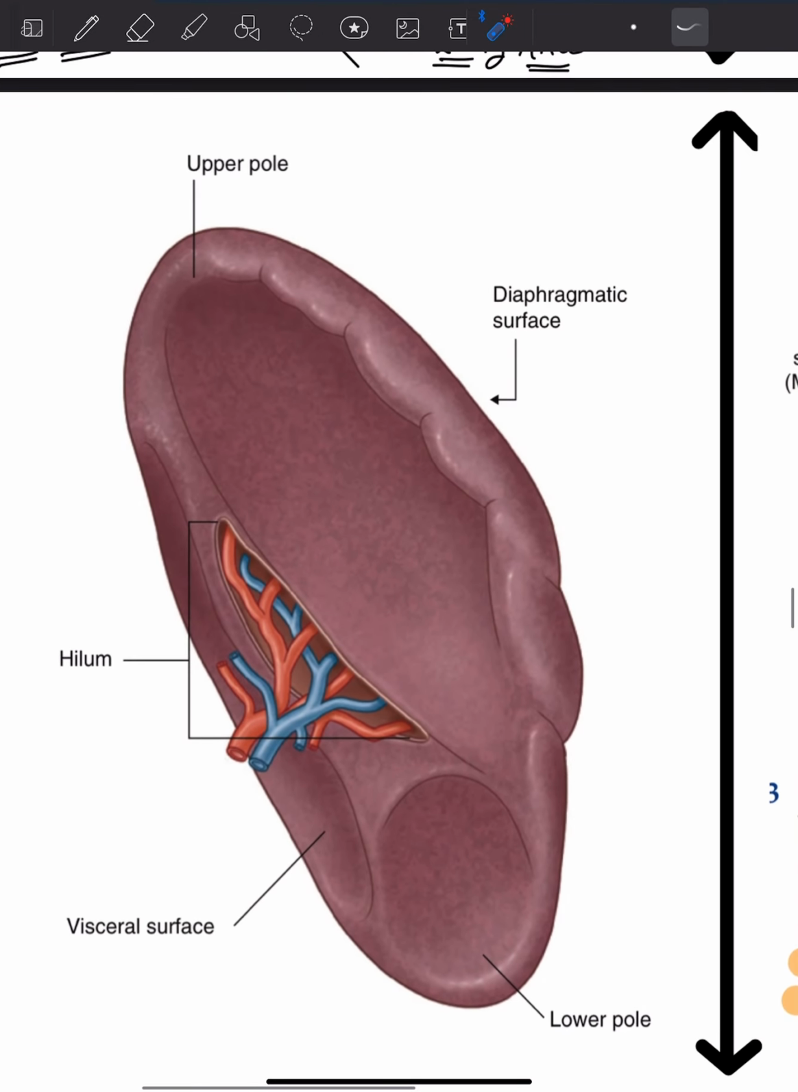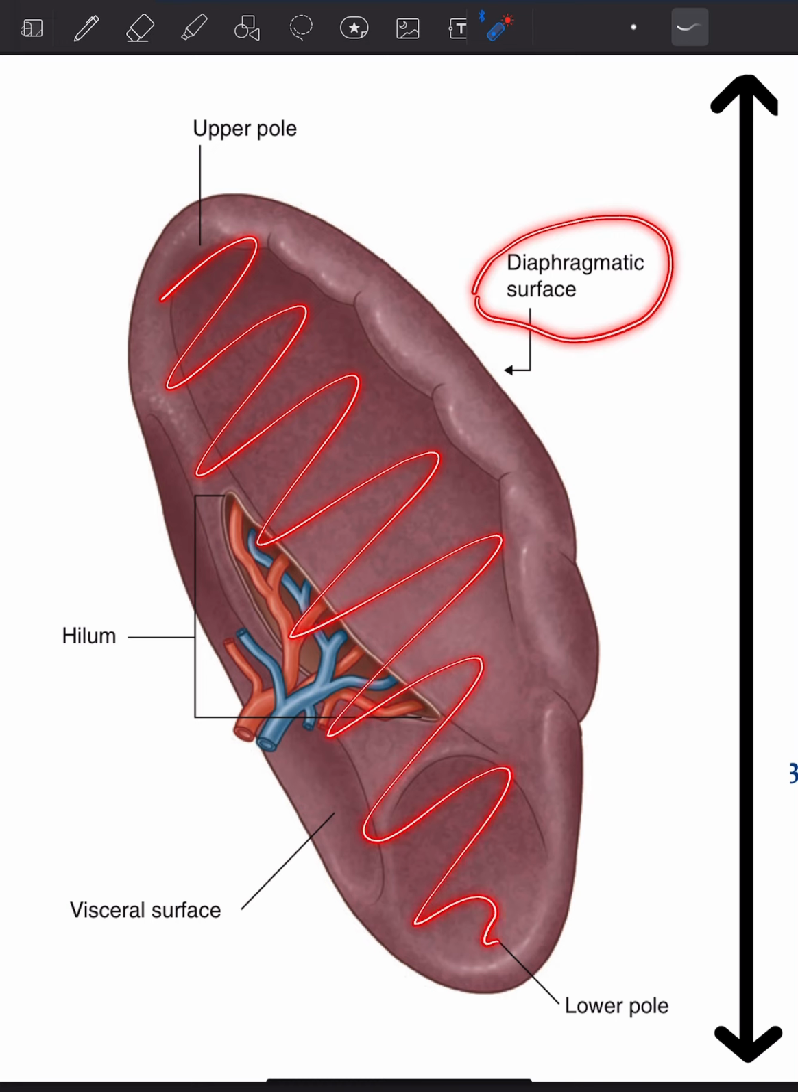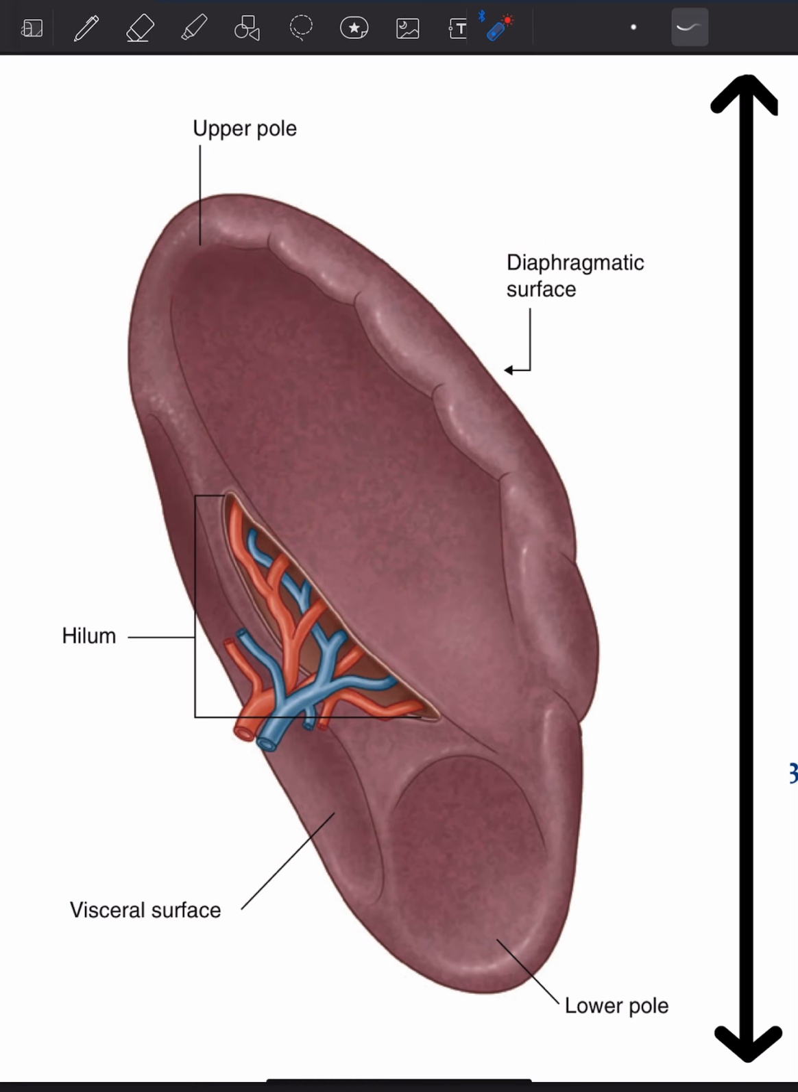Here you can see a well labeled diagram of the spleen. In front you'll have the diaphragmatic surface, and all of this is the visceral surface, which will be in relation with the visceral organs. Here you have the upper pole of the spleen, the lower pole, the visceral surface, and the hilum, giving place to various splenic vessels. You can see the splenic artery and the splenic vein right here, and it is devoid of visceral peritoneum, remember.